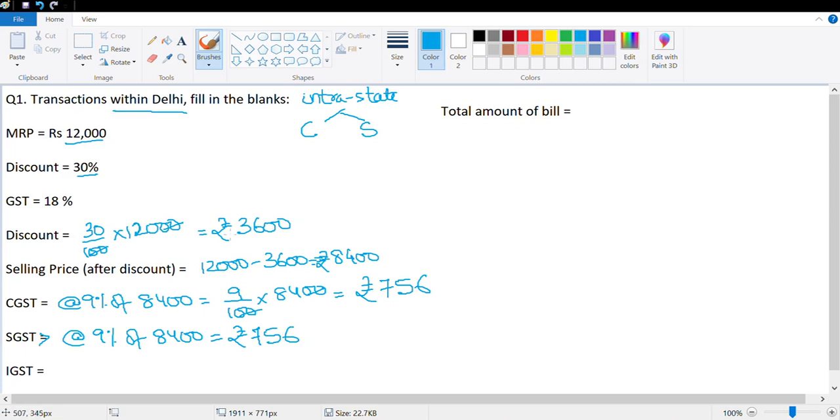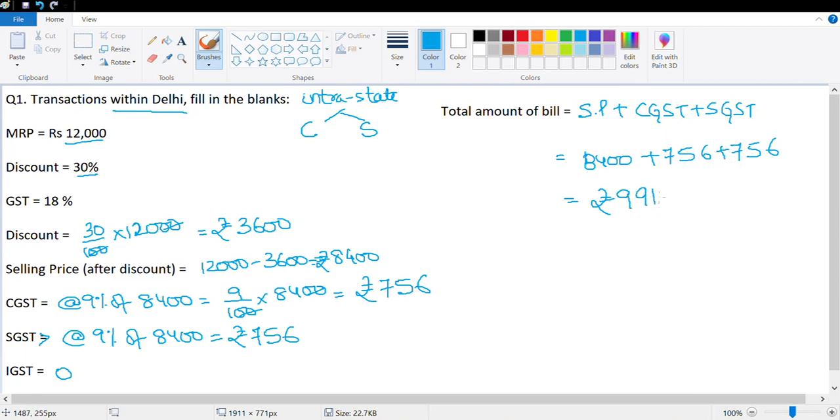And what will be IGST? Since this is an intrastate transaction, there is no IGST, which means the value of IGST is 0. Now we need to calculate the total amount of the bill, which will be equal to the selling price plus CGST plus SGST. In this case, that will be 8,400 plus 756 plus 756. So 84, 91, 98, 99, 12. So that's 9,912. That's the total amount of the bill.